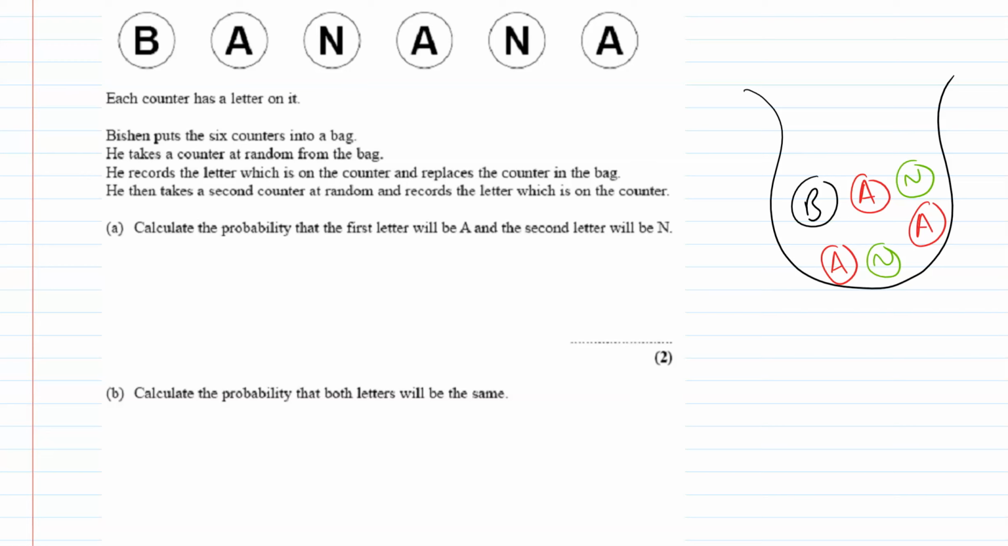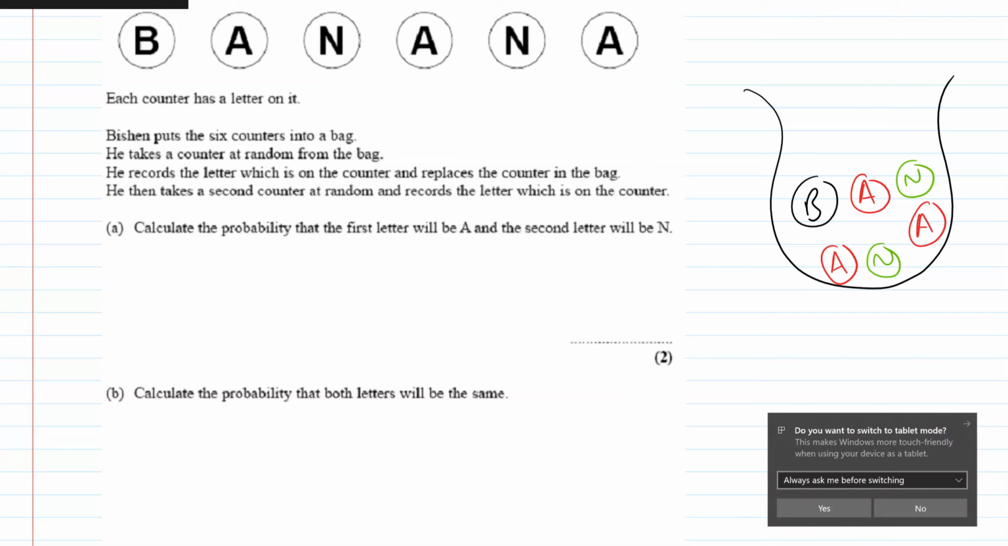He takes a counter at random from the bag, he records the letter and replaces it. So this is actually a replacement, so he's putting it back in. So we've got to make sure we read the question carefully. That's a key word here. He then takes a second counter at random and records the letter. So calculate the probability that the first letter will be A and the second letter will be N.